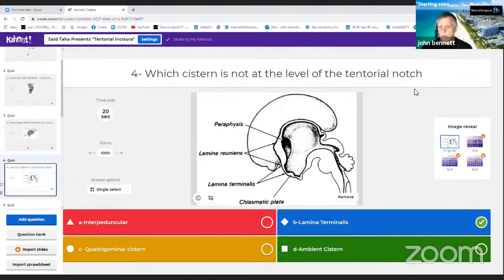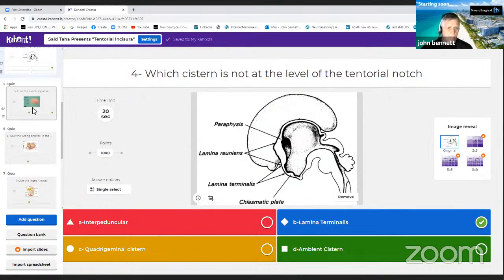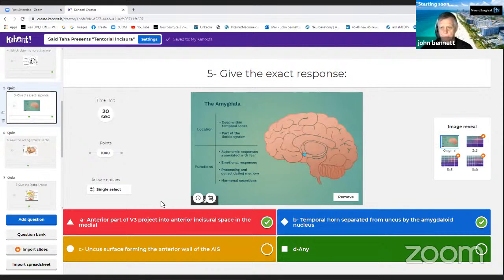Which system is not at the level of the tentorial? Lamina terminalis, yes. Okay.